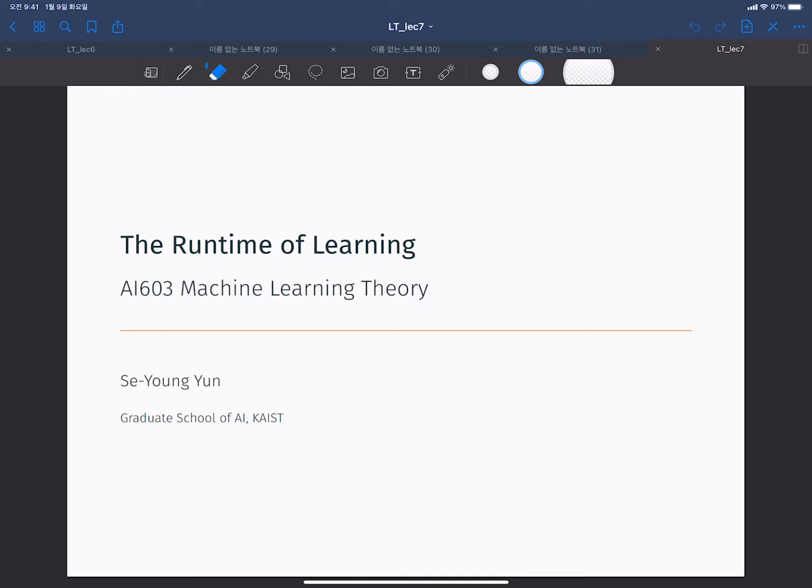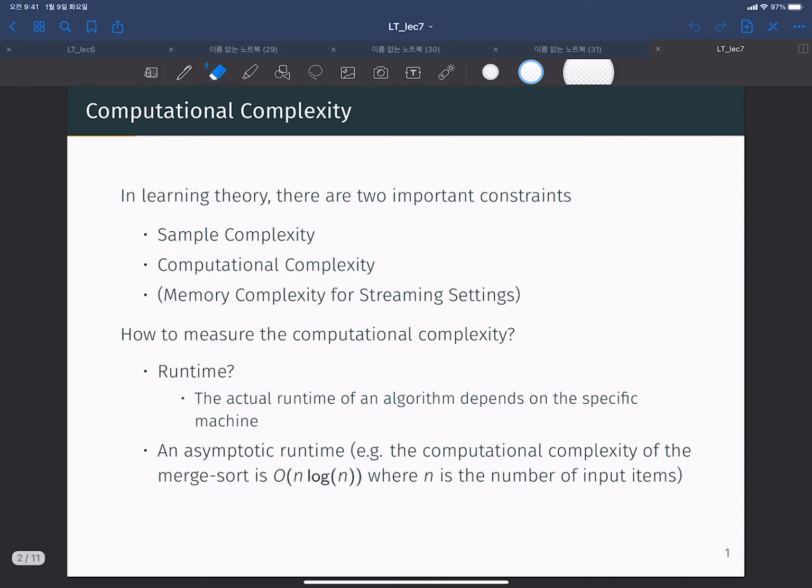Runtime of learning is also a very important concept for learning theory. Computational complexity is very important because when we design an algorithm that requires a lot of computations, although the algorithm can have very nice performance, to train a model using the algorithm, we may need to spend our entire lifetime.